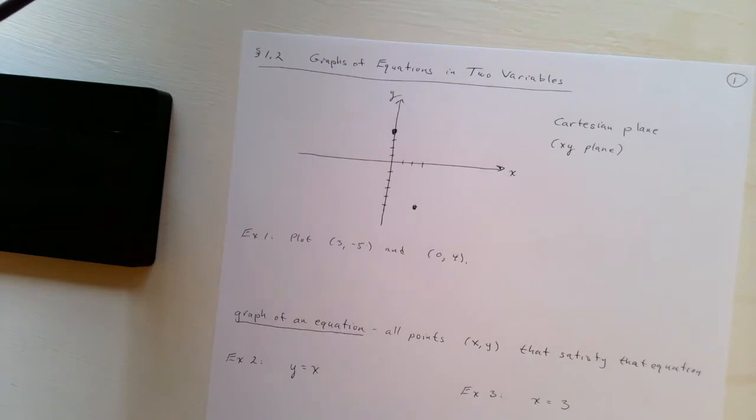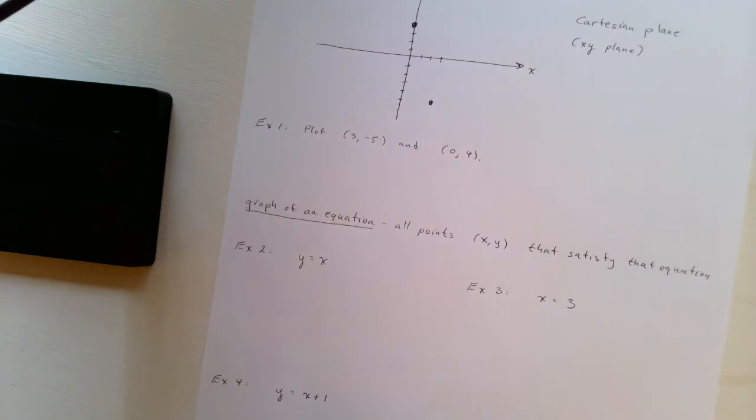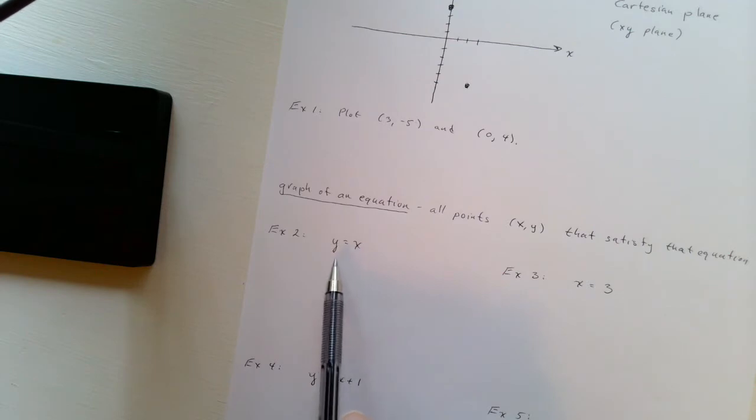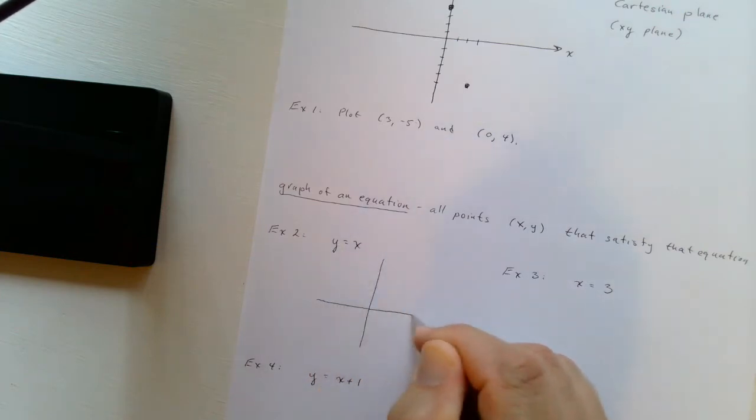The more interesting is the graph of an equation. An equation in two variables, if they're x and y, gives a relationship between the x-coordinate and the y-coordinate. And then the graph of the equation just corresponds to all points x, y that satisfy that equation. So in this first example 2, the graph of y equals x, it's just all the points where the x-coordinate equals the y-coordinate. And you're probably familiar with that.